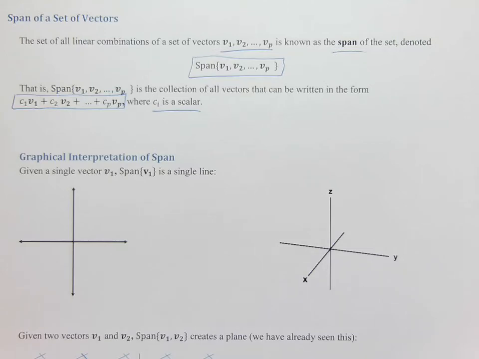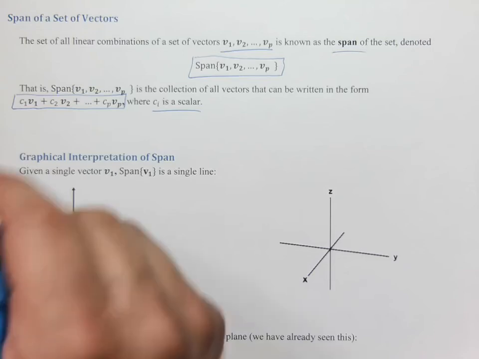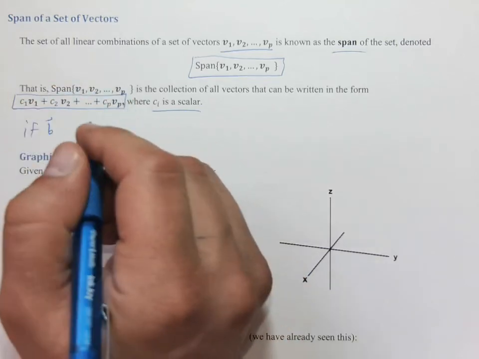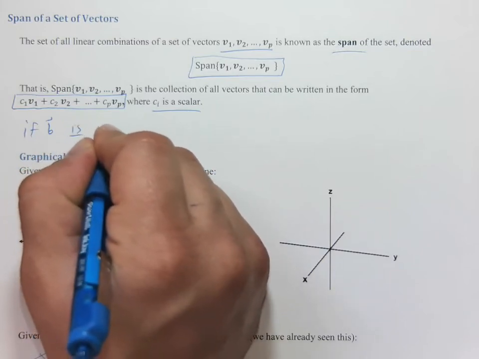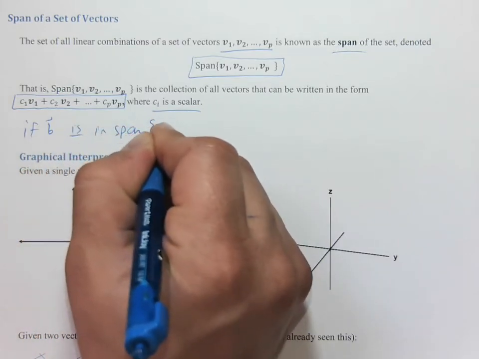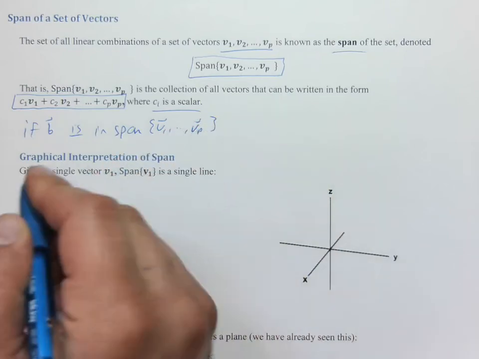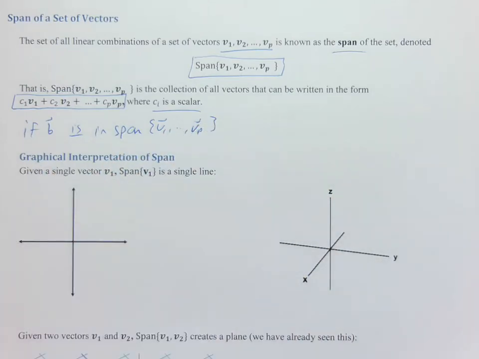And oftentimes we think, is this vector in the span, right? And so let's think about that. So if a vector, let's say b, let's say if we want to know the vector b is in the span, so vector b is in the span of a bunch of other vectors if it can be written as a linear combination of those vectors.